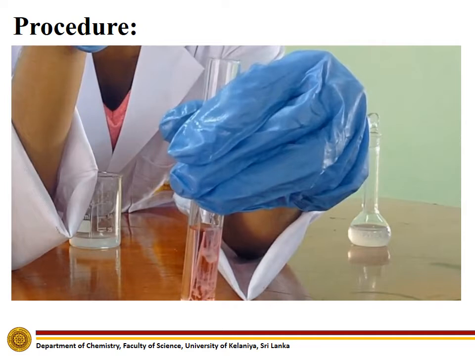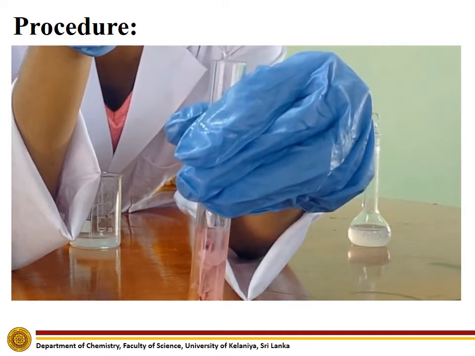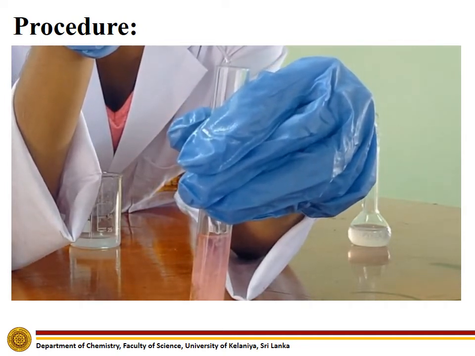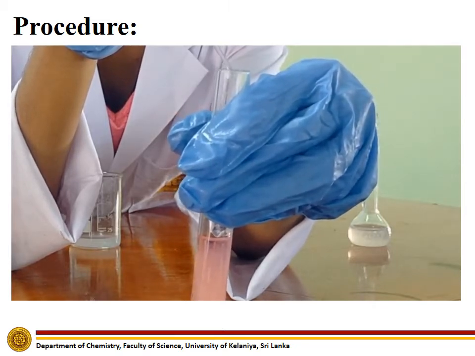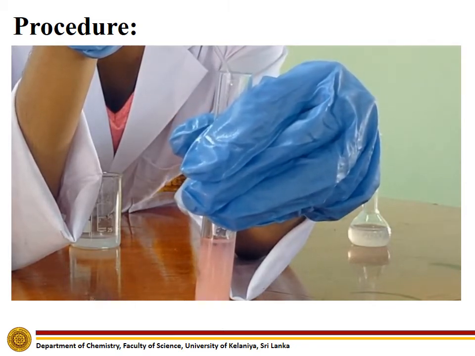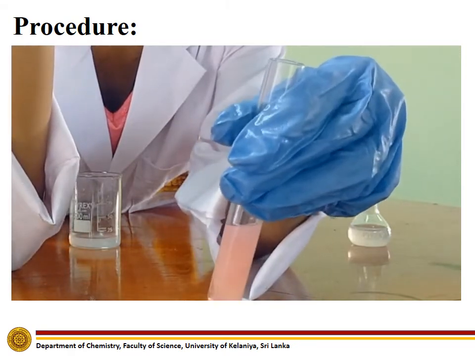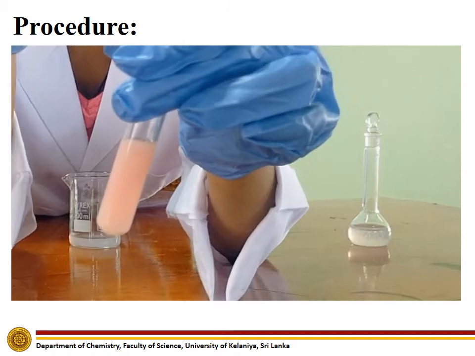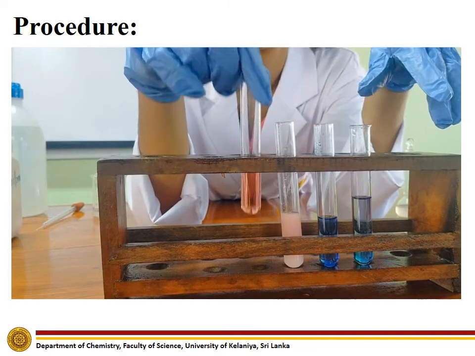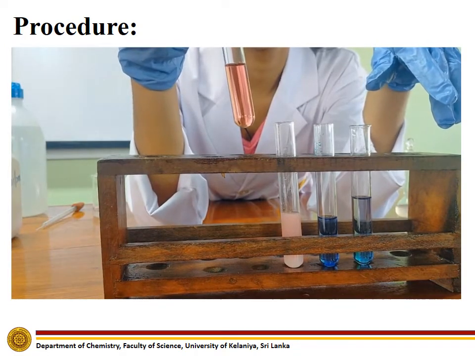To the third test tube, add few drops of silver nitrate. After the precipitate remains at the bottom of the test tube, a dark pink solution can be observed. Use the fourth tube as the control.